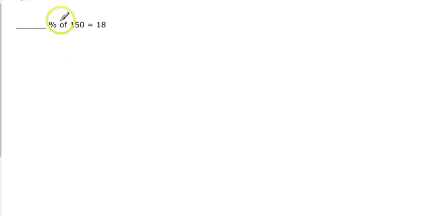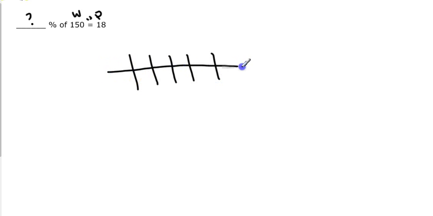Okay, this one says what percent of 150 is 18? So again, we are missing the percent. The percent of the whole amount is the part. So I'm going to go ahead and set up a ratio table, which is really the easiest tool to use for this type of problem when we're missing the percent. So again, I'm going to do that part to whole comparison. And I'm going to do 18 to 150. And we know when we're talking about percents, it means out of 100. So that's a part to whole comparison. So we'll put 100 here.